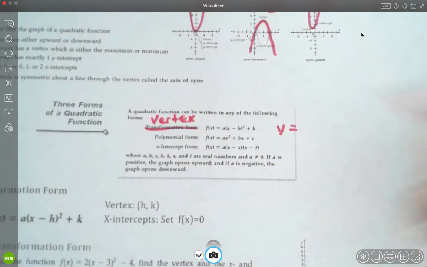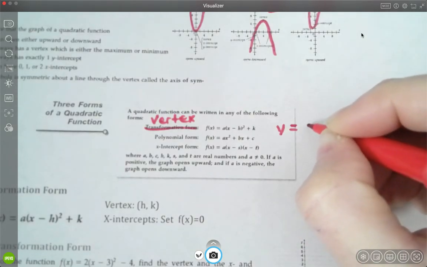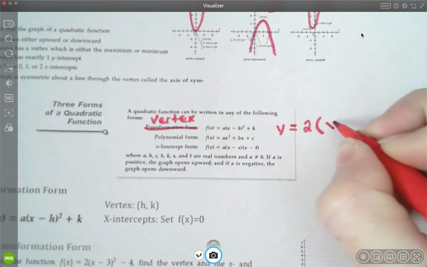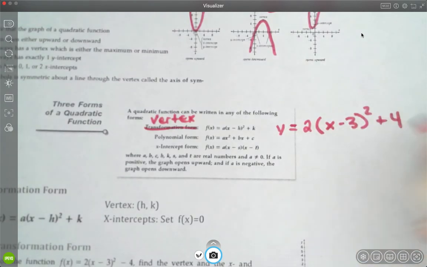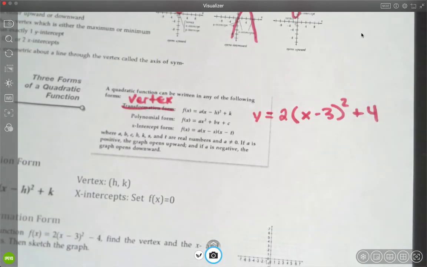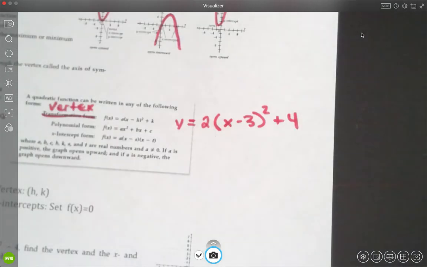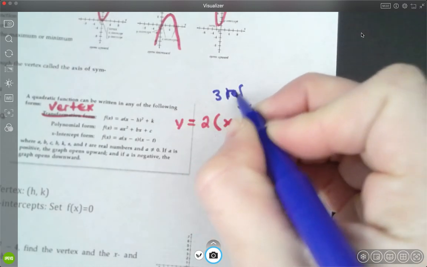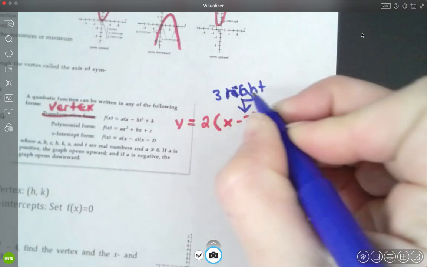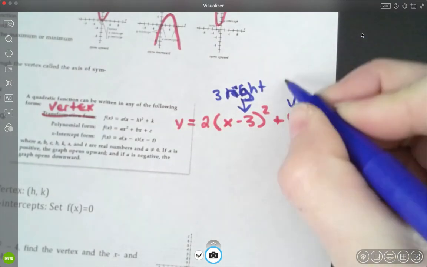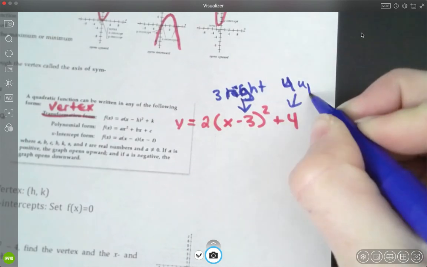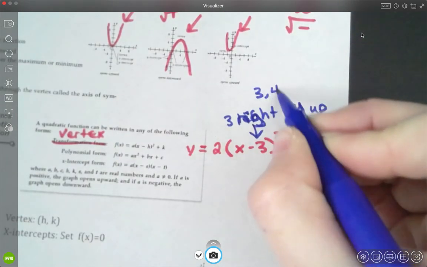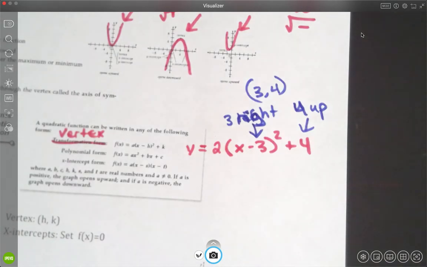This would be like y equals 2 parentheses x minus 3 squared plus 4. Now, the reason why this is vertex form is, if you remember your transformations from Algebra 2, this is moved 3 units to the right, because minus means right when it's in parentheses, and 4 units up. So my vertex is (3, 4). That's why vertex form is really nice when you're trying to find the vertex, because it's just whatever these numbers are.